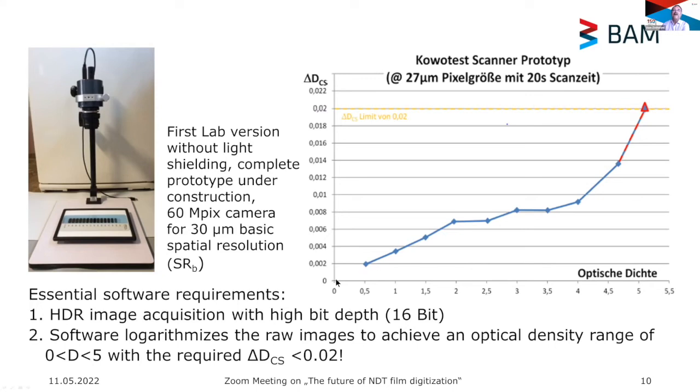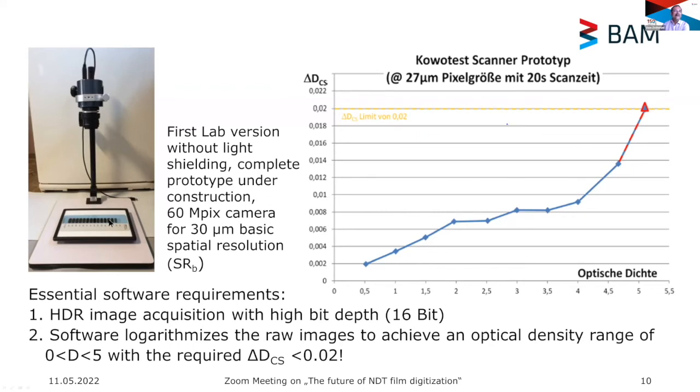And with this, we are able to acquire the complete range from optical density 0 up to 5 and higher. You see here, this is the measured DCS values, and they, of course, will increase with the optical density because light becomes less and less. But optical density means a light absorption 10 to the power of 5. 100,000 times light is absorbed by the film, but the camera is still detecting it. Okay, this is not the complete true.